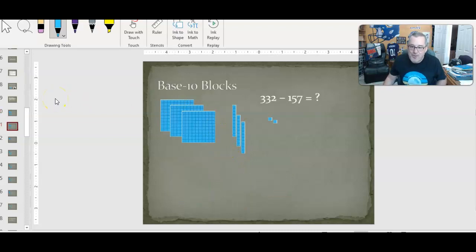And they say, no, we really didn't. Because what we're going to do is we're going to start with 332 and then we're going to take away 157. So there's where we start with 332. All right, then here's usually how I see it.